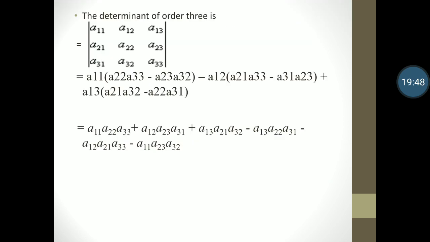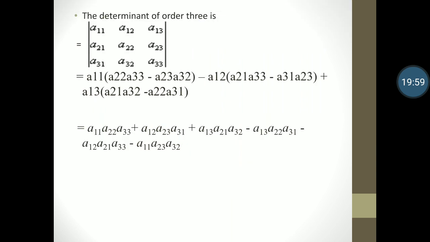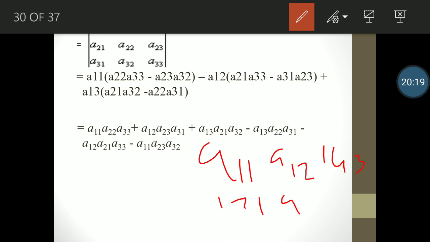Next is determinant of order 3. This is very crucial. If we want to find the determinant of order 3, we have A11, A12, A13, A21, A22, A23 and A31, A32, A33.